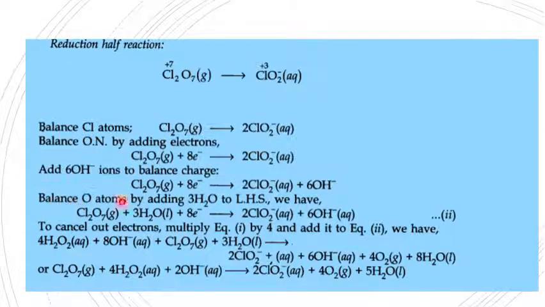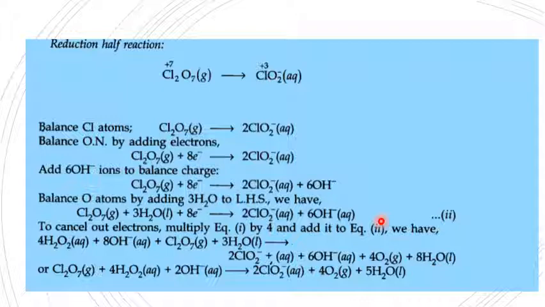Next step, balancing of oxygen atoms by adding water molecules. Check here how many oxygen atoms there are: 7 on your reactant side, and here 6 plus 4, that is 10, on your product side. So you are still lacking 3 oxygen atoms on your reactant side. So you will add water molecules on your reactant side. In this way you have balanced the reduction half reaction also.